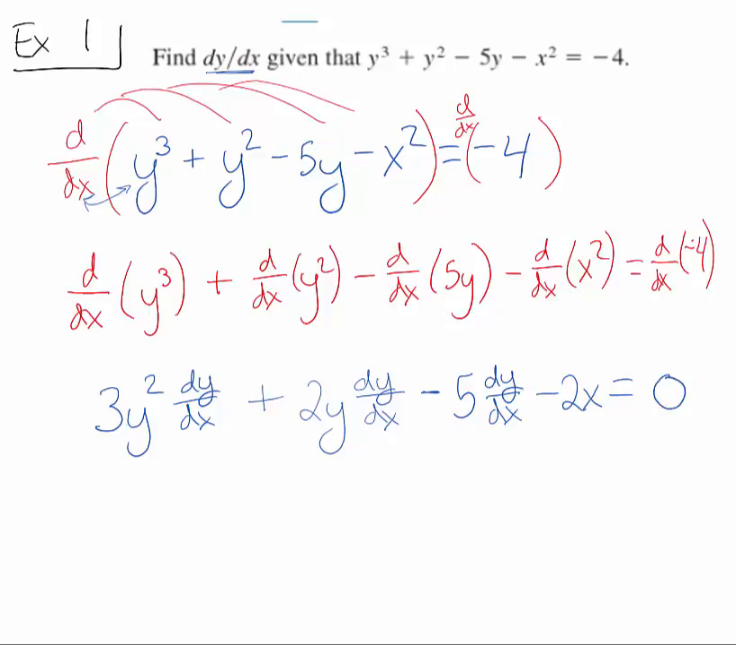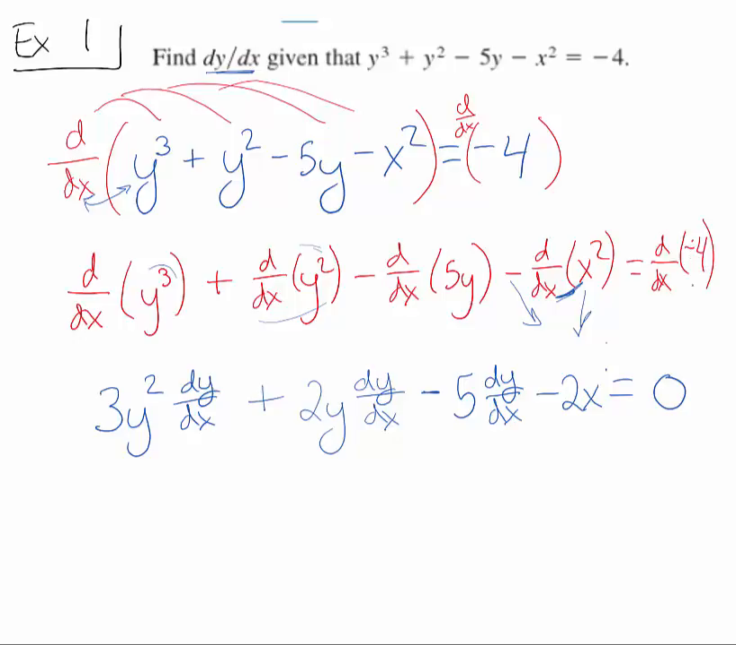equal 0. So just really quickly to review, the derivative of y cubed is 3y squared, but we have to do the chain rule, dy dx. The derivative of y squared is 2y, and we have to chain rule it. The derivative of 5y is 5, but it was minus 5, and then we have to chain rule it. The derivative of x squared is 2x, so minus 2x. The variables were the same, so we don't do the chain rule. And if you did, it would be dx dx, and anything divided by itself is just 1.